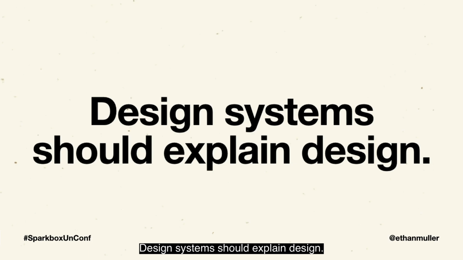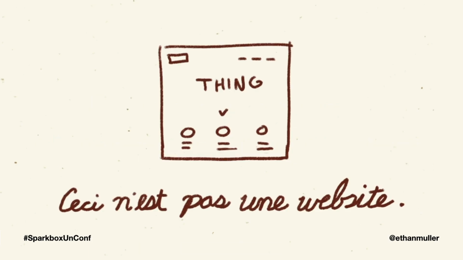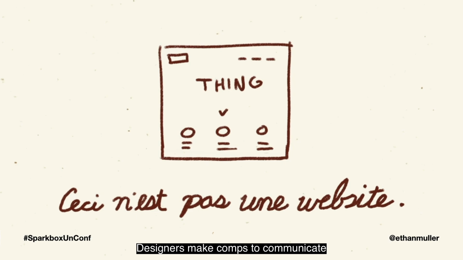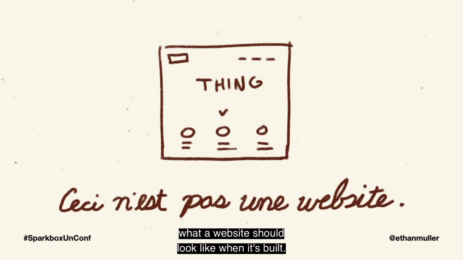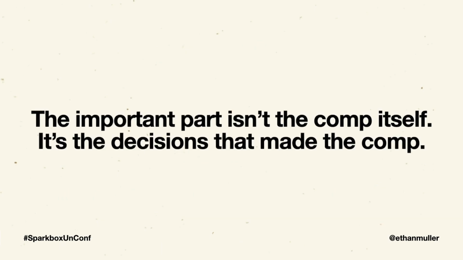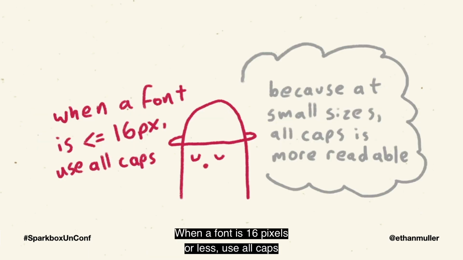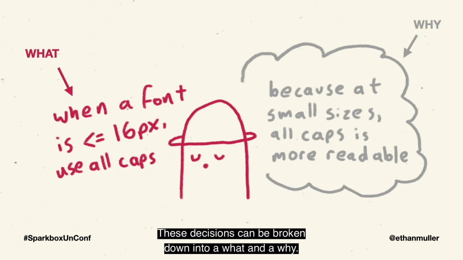Design systems should explain design. This is not a website. It's a picture of a website, also known as a comp. Designers make comps to communicate what a website should look like when it's built. And comps are not important. What's important is all of the little decisions that were made to create the comp. Decisions like this: when a font is 16 pixels or less, use all caps, because at small sizes, all caps is more readable. These decisions can be broken down into a what and a why.